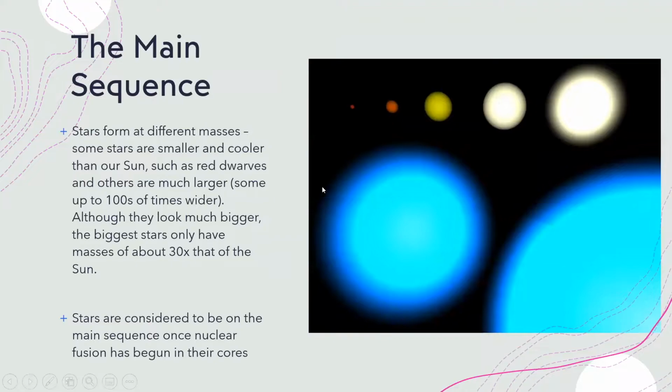So the main sequence is called. Stars form at different masses, depending on how much gas was around them at the time. Some form as red dwarfs, so they're much smaller than our sun.